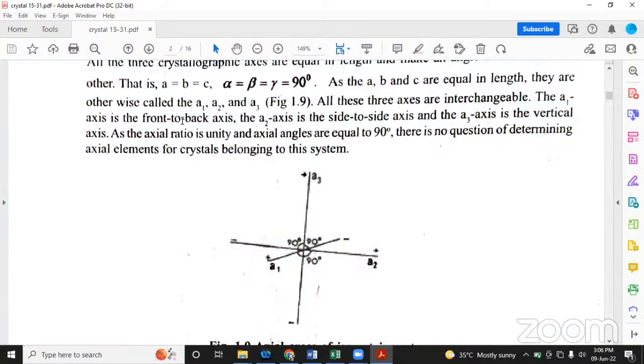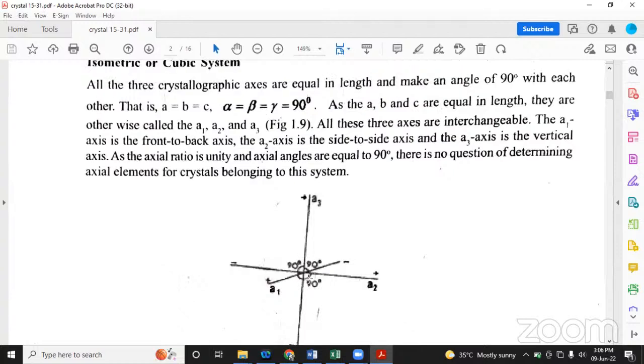The A1 axis is the front to back axis, A2 is side to side, and A3 is vertical. You can call side to side the horizontal axis also. Now, the axial angles are equal. These three angles are equal, 90 degrees. A crystal with the three axes of the same length and the same angle between the axes is called the isometric or cubic system.